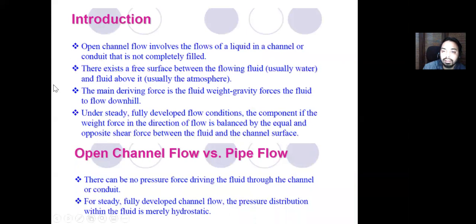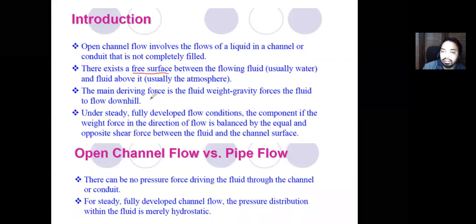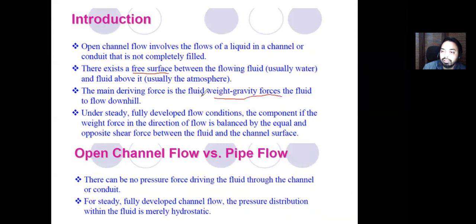Okay, the characteristic of open channel flow is that it is not completely filled by the fluid, and there is a free surface existing between the flowing fluid and the fluid above it. And the main driving force is only the gravity force due to the difference in depth or in height. And this force is balanced with the shear force between the fluid and the channel surface.